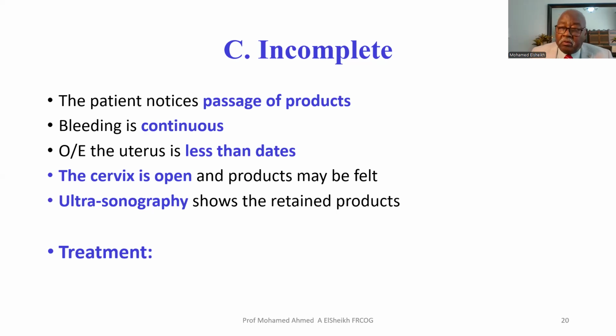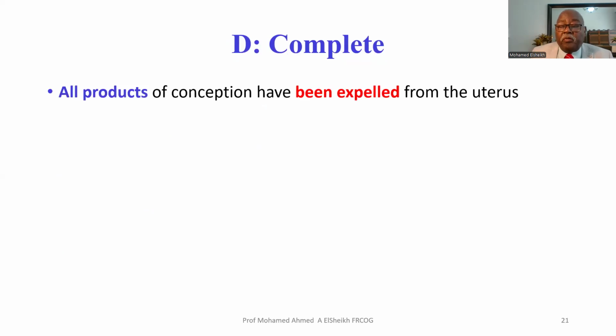The treatment is evacuation of retained products of conception. So this is the incomplete form of a miscarriage. If it is complete, all products of conception have been expelled from the uterus. So you'll find the uterus empty on ultrasound.